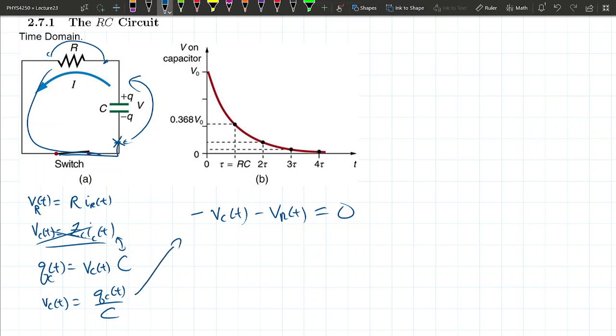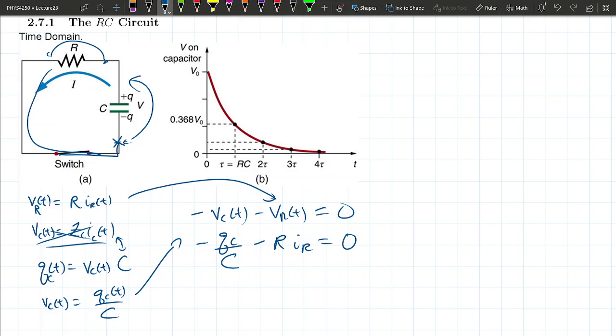So plugging these in: negative, oops, lowercase q, because they'll depend on time. I'm going to stop writing the time dependence. I just assume that you know there's a time dependence in the lowercase letters. R times I. Now I need to solve this equation for something.